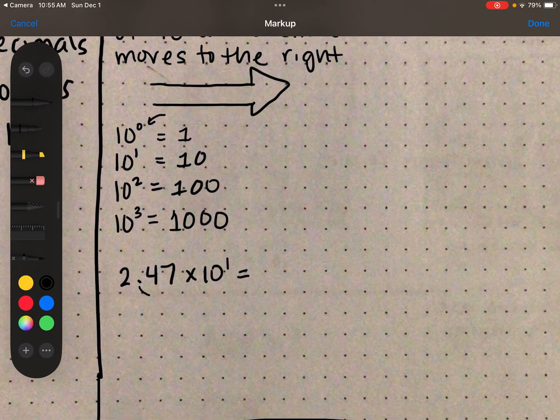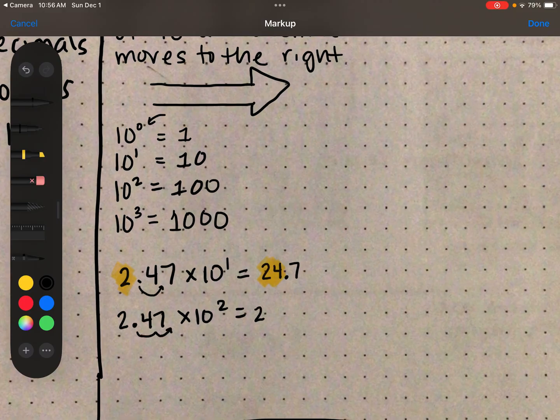So 2.47 times 10 to the first, we would be moving that decimal 1 place to the right. So this decimal goes right there, and my answer becomes 24.7. So it went from 2 whole things to 24 whole things. It just got 10 times larger.